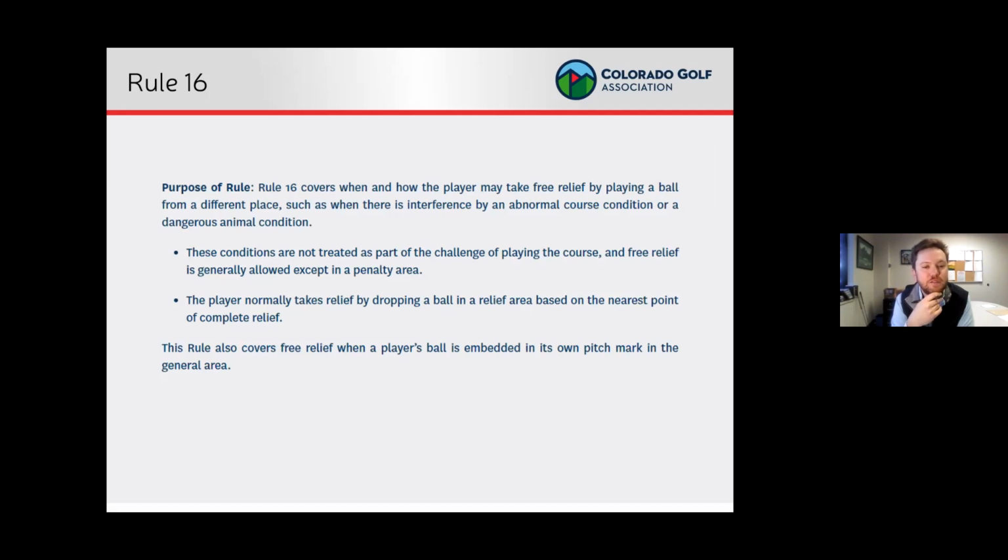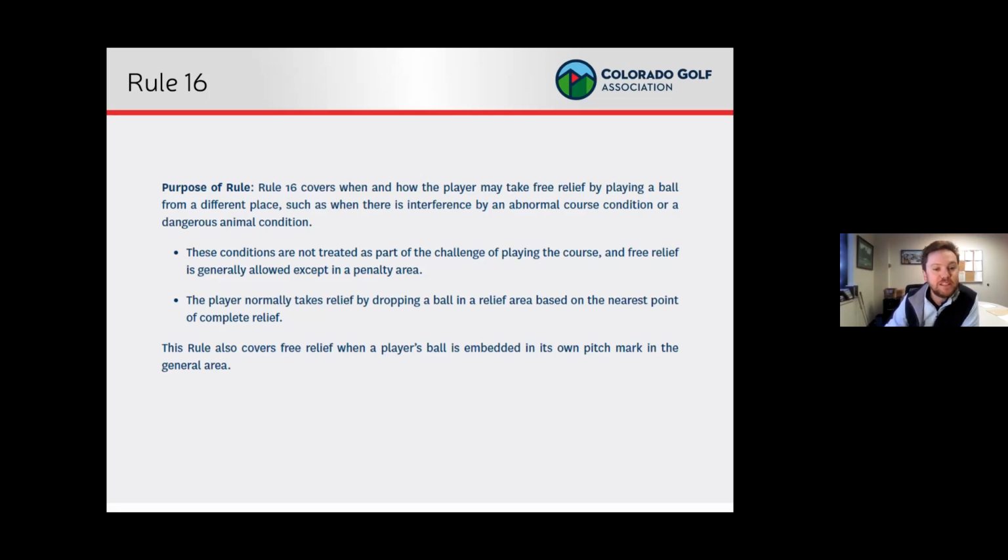It says Rule 16 covers when and how the player may take free relief by playing a ball from a different place, such as when there's interference from an abnormal course condition or a dangerous animal condition. So here it's inferring, yeah, sometimes you don't play the ball as it lies and you're entitled to relief. And it says these conditions are not treated as part of the challenge of playing the course, and free relief is generally allowed except in a penalty area. So there it's saying, okay, of the 5 areas of the course, one of them, the penalty area, is not applicable. The other 4 it is.